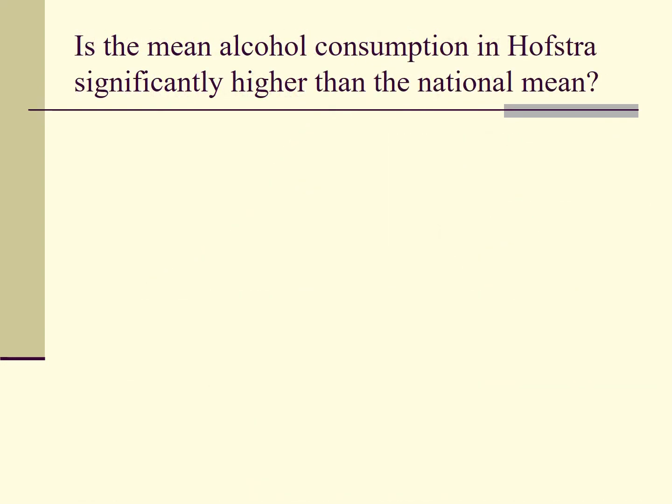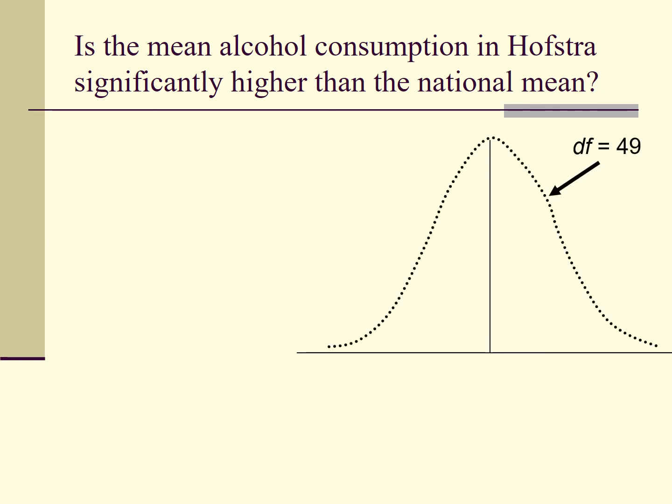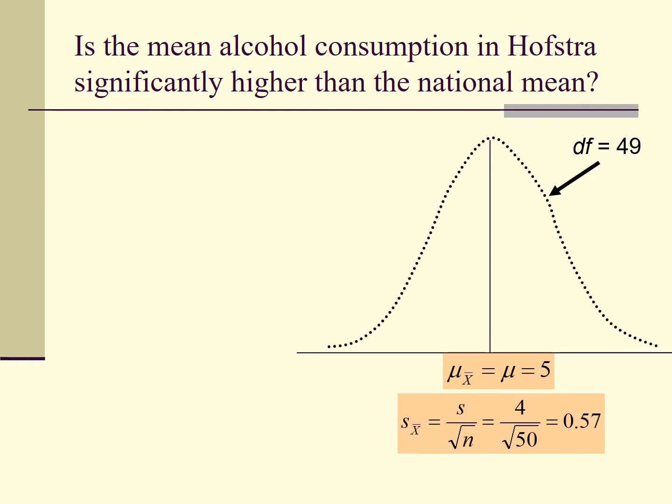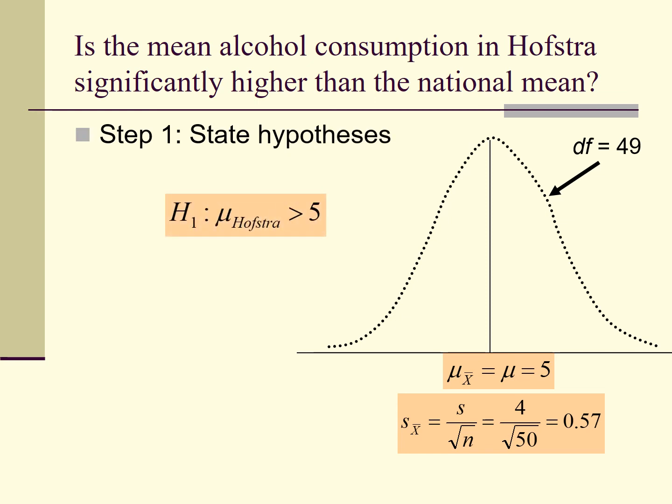Now let's look at our previous question. Is the mean alcohol consumption at Hofstra University significantly higher than the national mean? Here is the t-distribution. The degree of freedom is 49. The mean is 5, and the estimated standard error is 0.57. First, we state our hypothesis. The research hypothesis is mu Hofstra is greater than 5. The null hypothesis is mu Hofstra is less than or equal to 5.